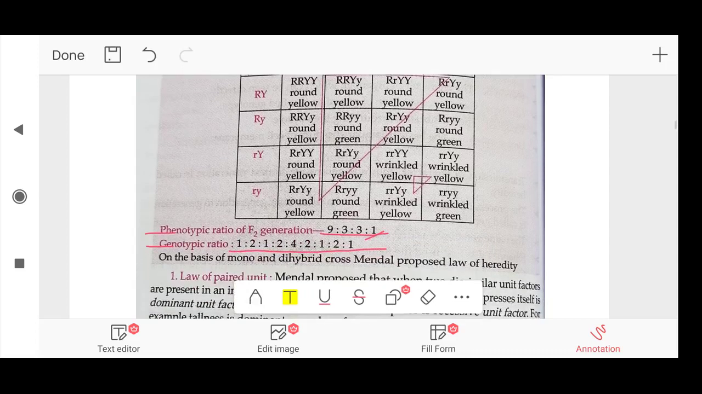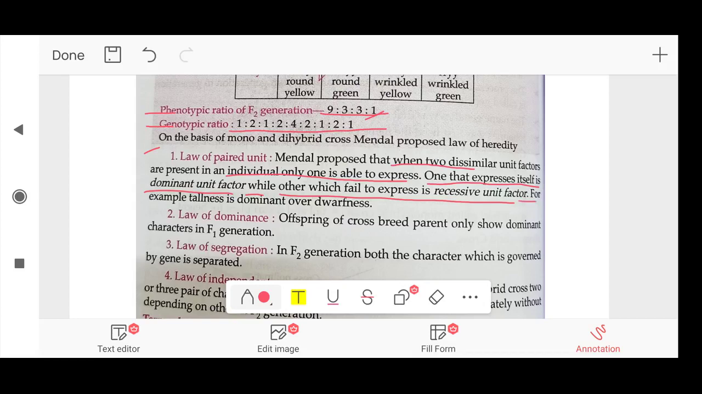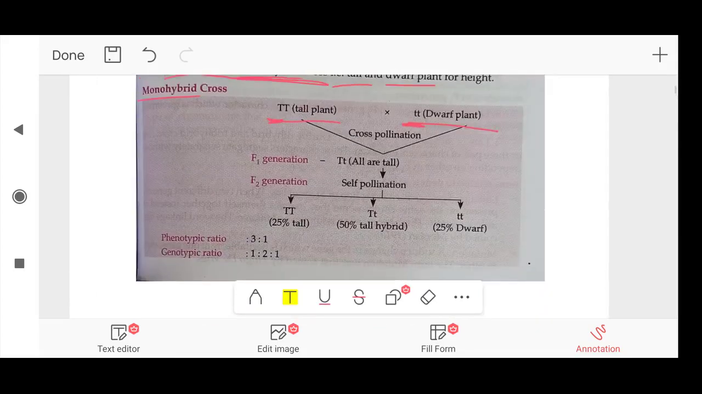On the basis of the mono and dihybrid crosses, Mendel proposed the laws of heredity. First, the law of paired unit factors. Mendel proposed that when two dissimilar unit factors are present in an individual, only one is able to express. The one that expresses itself is the dominant unit factor, while the other, which fails to express, is the recessive unit factor. For example, in the F1 generation, tallness is dominant. Tallness, denoted by capital T, is dominant over dwarfness, denoted by small t.